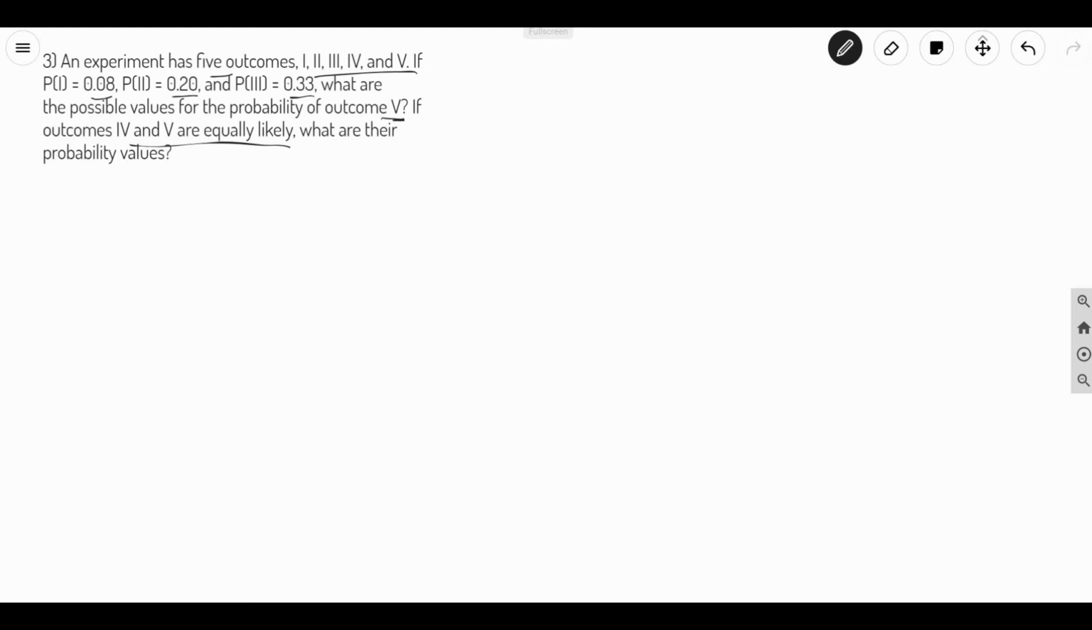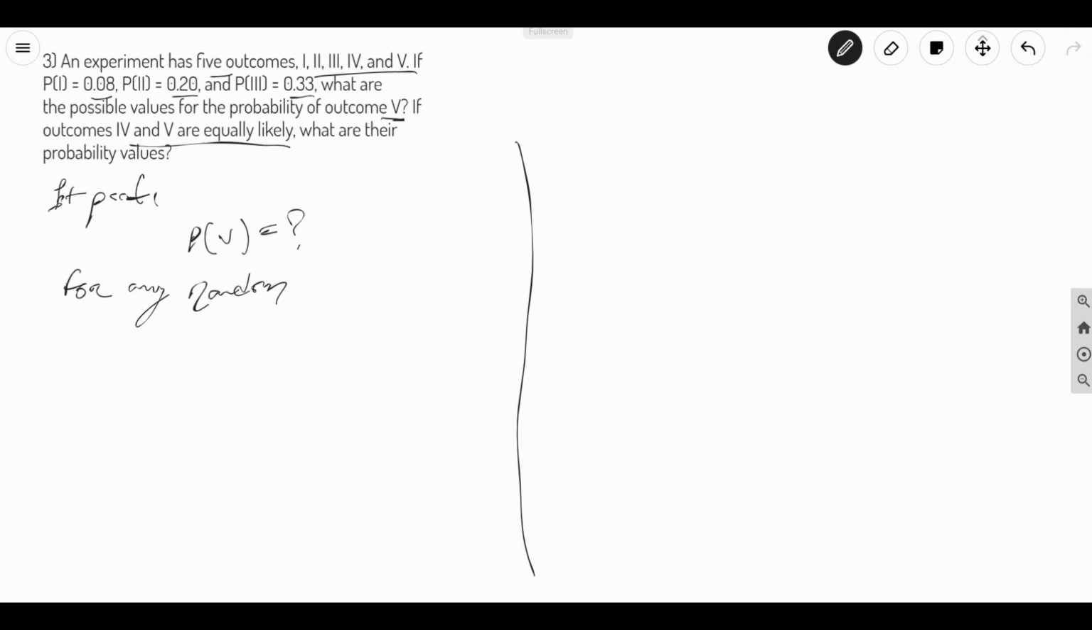All right, at first let me divide the screen into 2 parts, and then we'll start with the first part. In this we are to find out the probability of 5 equals what. So we all know that for any random experiment, the total probability is always equal to 1.